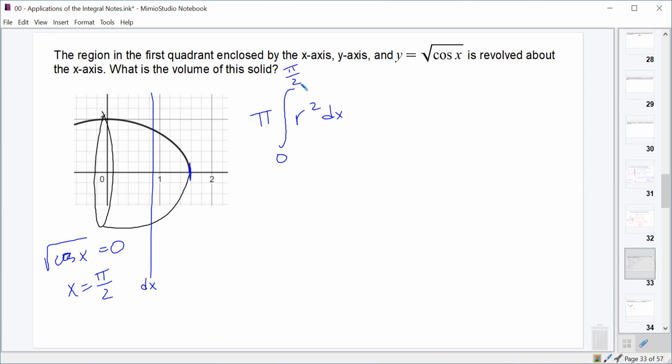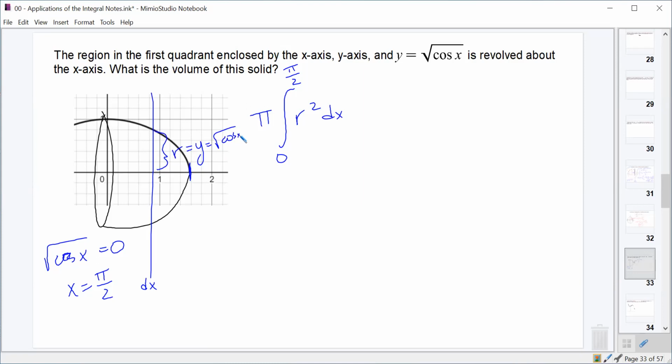But of course, we can't integrate r squared dx. We need to turn that into terms of x. So just like the other one, our r value here is the radius. It's from the x-axis to the function. That's just the y value for root cosine x.